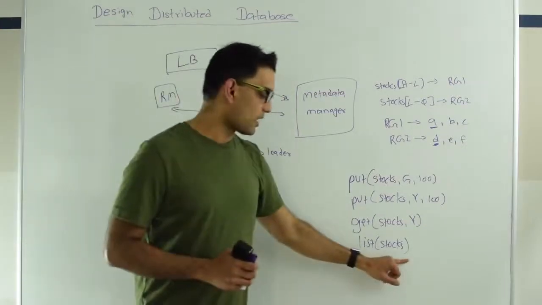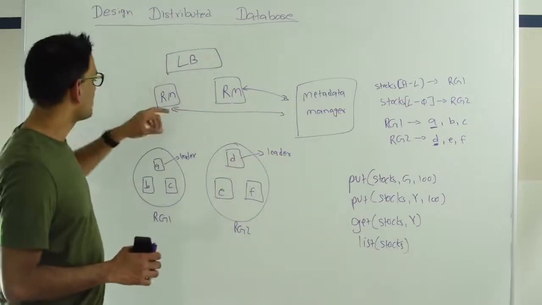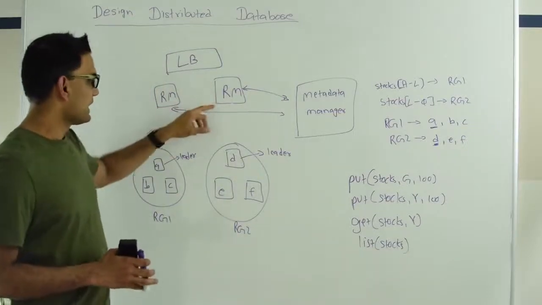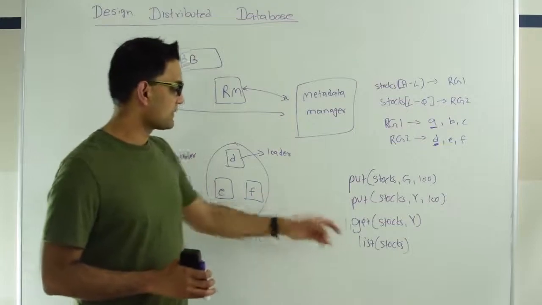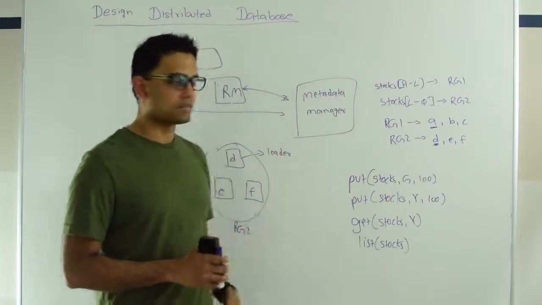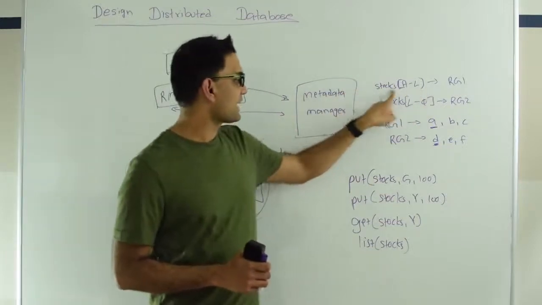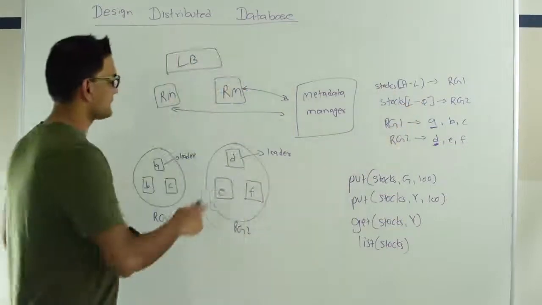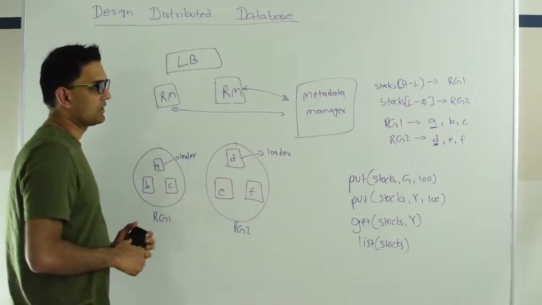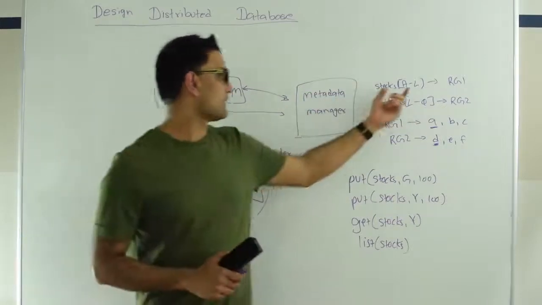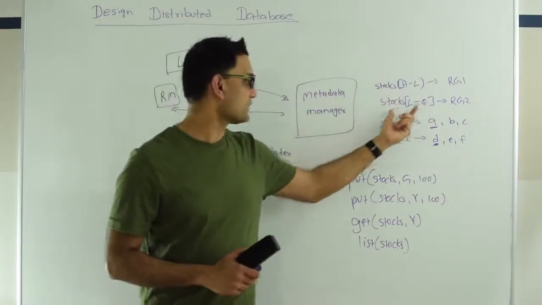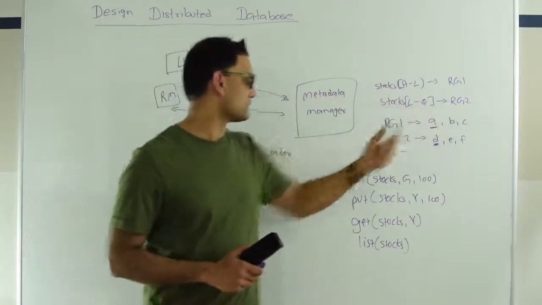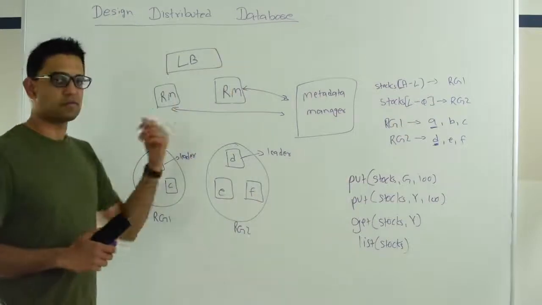And if it did a list operation, the list will come to one of the request managers. This request manager knows that this table is split into 2 parts. So first it will start scanning data from here, and start streaming that data back to the user. And once that data is done streaming, then it'll start streaming data from this part, which is replication group 2.